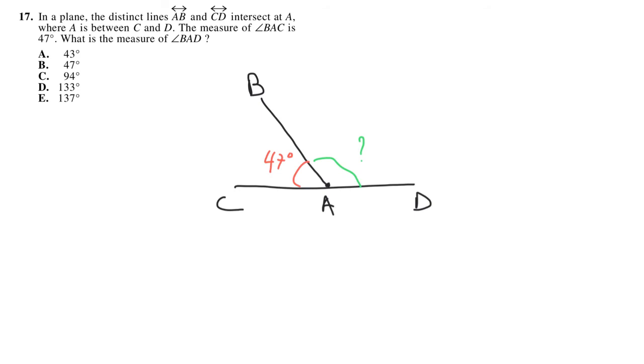So how do we solve this? Well, we know that this is 180 degrees, right? So BAD is the difference between 180 minus 47, which if you plug that into your calculator is 133. Answer is D.